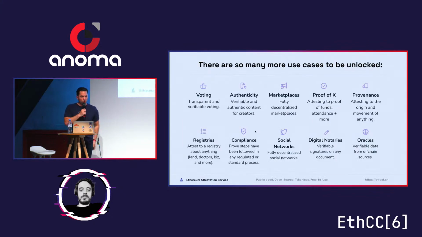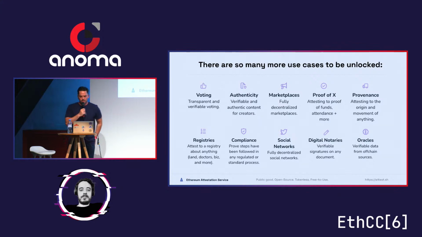There's so many more use cases that can be unlocked. So voting, transparent and verifiable voting. We actually had Devfolio. They used us for their hackathons. So the most recent one was ETH Barcelona. And the attestations actually were votes from the participants of the hackathon attesting to the projects that they wanted to win. They aggregated those in a quadratic way and then distributed the funds based off of the attestation. But imagine using attestations as votes for any sort of governance.